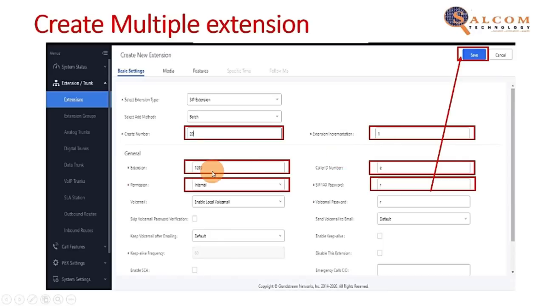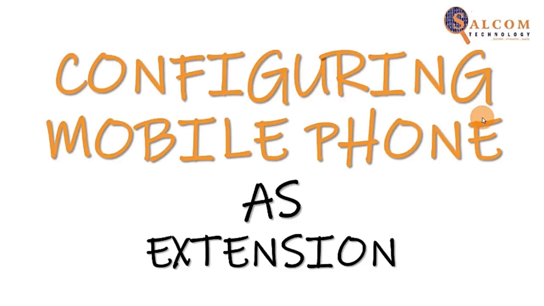Now we specify the permission we want to give all of them, and the caller ID, which is the same as our extension number. All of this will be populated automatically because you have specified the incrementation method that we want, which is 1. Having done that, we click on save and reload. That means that we have finished creating all our extensions. Then move on to the next one.